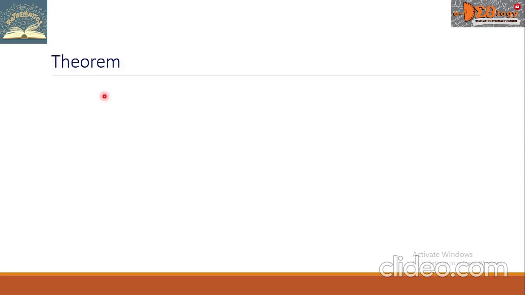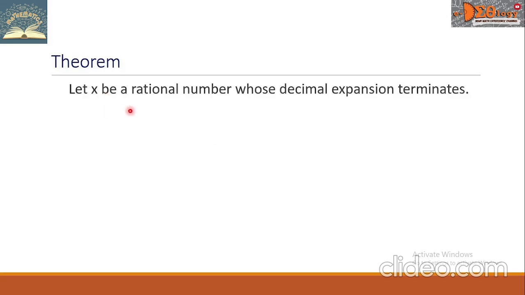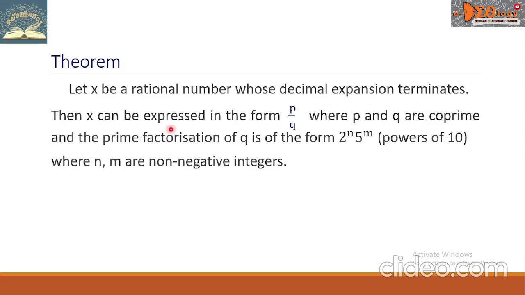Let us see this theorem. Let x be a rational number whose decimal expansion terminates. Then x can be expressed in the form P over Q, where P and Q are coprime and the prime factorization of Q is of the form 2 raised to n times 5 raised to m. We call this powers of 10, where n, m are non-negative integers.